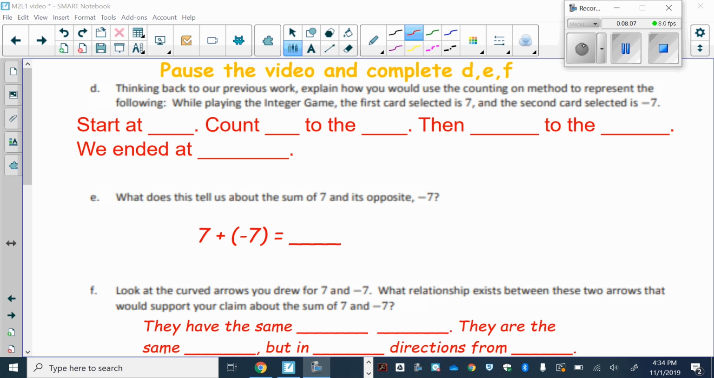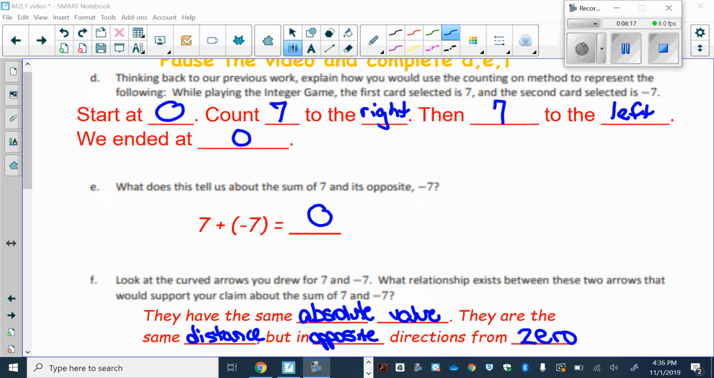I would now like you to pause the video and complete D, E, and F. You need to write the sentence stem that I have for each of them and fill it in. So how did you do?